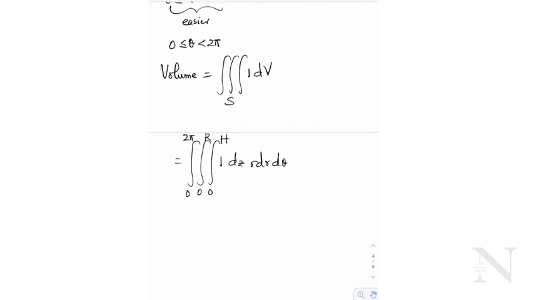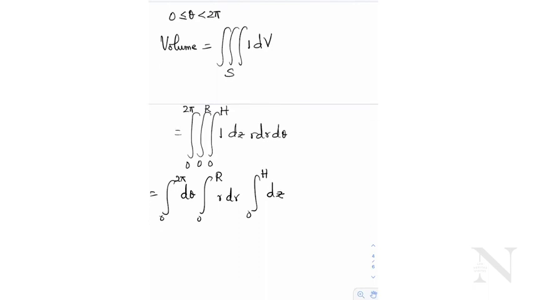And I think it's pretty obvious as to what's going to happen here. You can separate it out: 0 to 2 pi d theta, 0 to R r dr, and 0 to h dz. So that's going to be 2 pi times R square over 2 times h. And that's pi R square h. Oops, pi capital R square h.